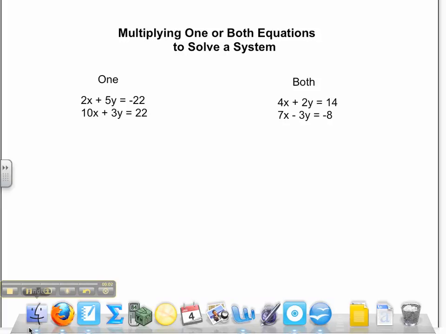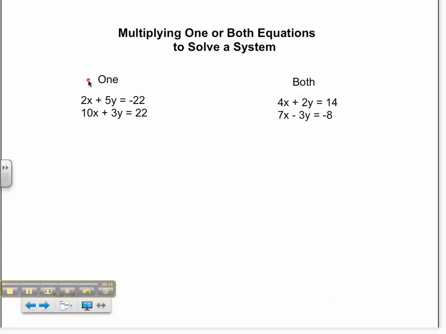Thanks for joining me for solving systems of equations when you need to multiply one or both of the equations to solve the system, to use the elimination method. I'm going to take a look at this first problem when I need to multiply one of my equations. My goal is to make each equation have a common term. It could either be a common term or an opposite of a common term.